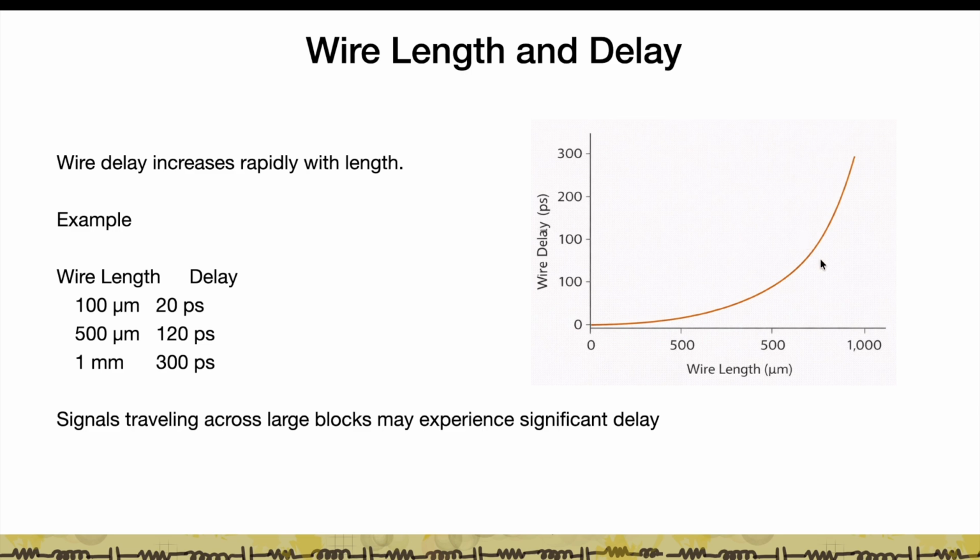The practical implication: any signal that needs to travel across a large block, say a data bus crossing from one corner of the CPU to another, is going to pay a serious timing penalty. Designers can't ignore it. This has to be planned for.